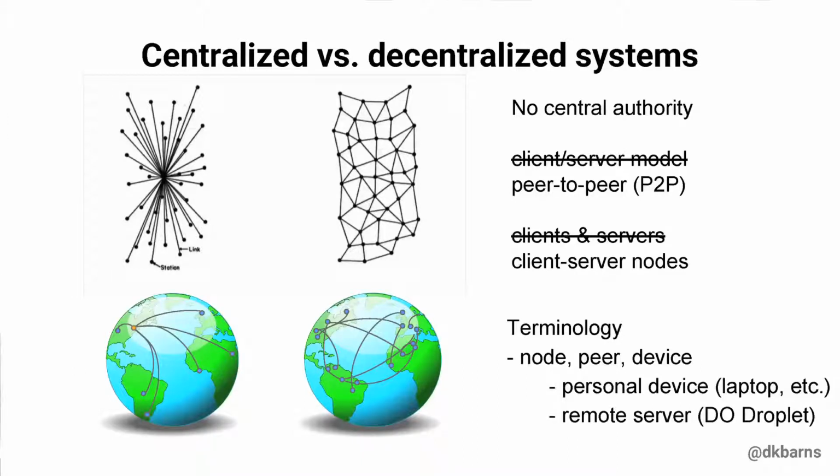First, just a terminology note. I may use node and peer and device interchangeably, but they all can refer to one of two things, either a personal device like a laptop or a remote server. It could be by DigitalOcean or Amazon or whoever.